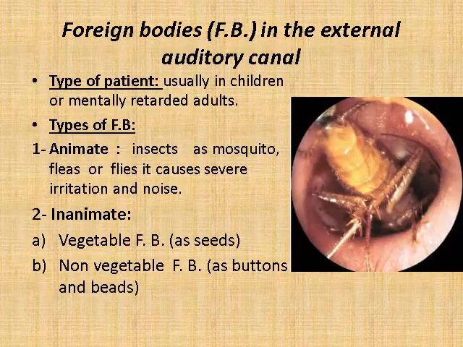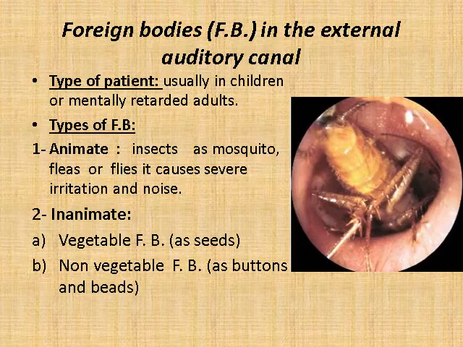Foreign bodies in the external auditory canal. With any foreign bodies, we need to mention two very important points: what is the type of patient and what is the type of foreign body? The type of patient here is usually a child or might be a mentally retarded adult. Type of foreign bodies is divided into animate and inanimate. Animate can be an insect, anything like a fly, a mosquito, a cockroach, and this causes severe irritation and noise in the external auditory canal.